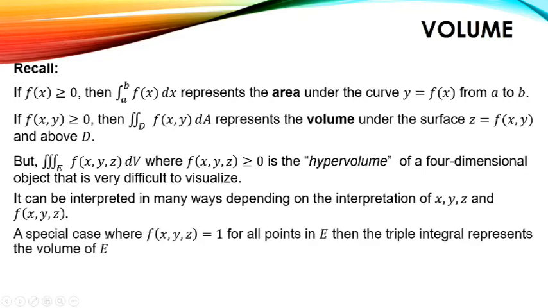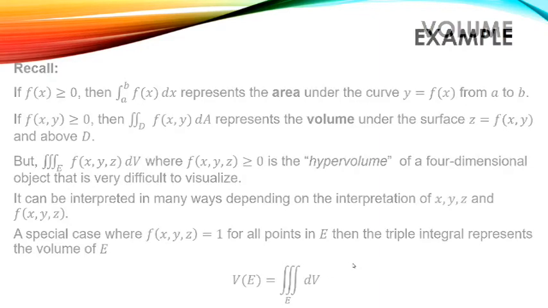So a special case is where the function f of x, y, z is equal to 1 for all points on the solid E. Then the triple integral represents the volume of E. Okay? So the volume of E is equal to the triple integral of dV, where your function is equal to 1, and the domain is E itself.